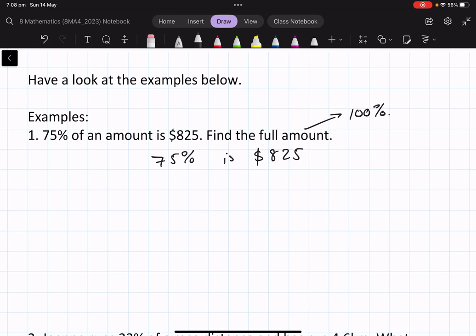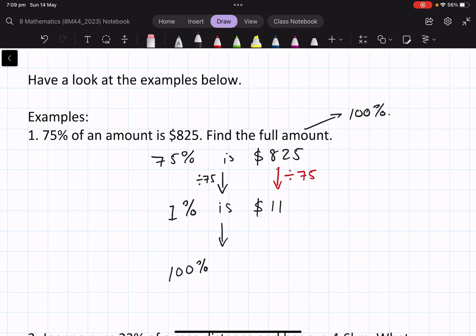Now, how would I go to 1%? That's the question. Well, the idea is we divide it by 75. 75 divided by 75 is 1%. So I would then do that with 825. We divide it by 75 as well, because if I divide the percentage by 75, it makes sense to divide the quantity by 75. And if I do that, it works out to be 1% is $11. 825 divided by 75 is 11. So 1% is $11.